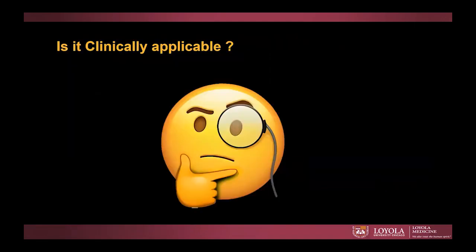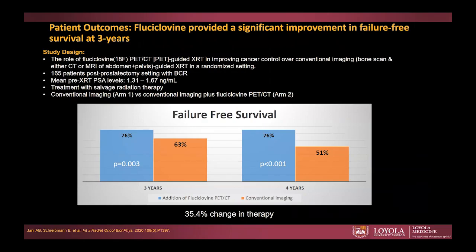So is this even clinically applicable? It is important to understand the effect on outcome, and in this study, which was just recently published as a preliminary result, you can see that in a randomized prospective study where fluciclovine was used to guide radiation therapy, compared to a group where only conventional images were used to guide radiation therapy, the failure-free survival was much better for the fluciclovine group at 3 years and 4 years.